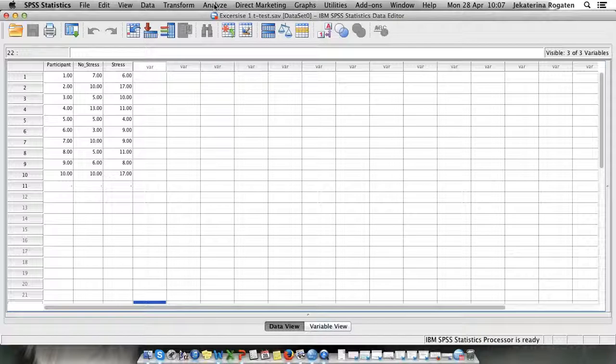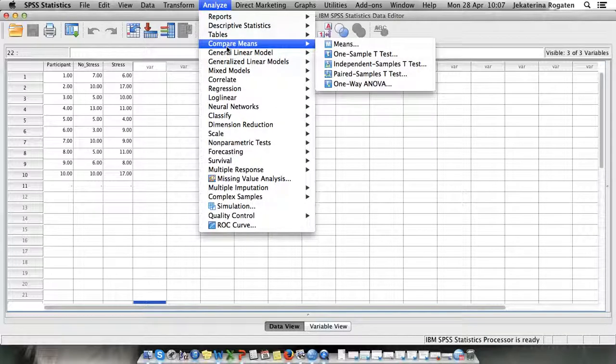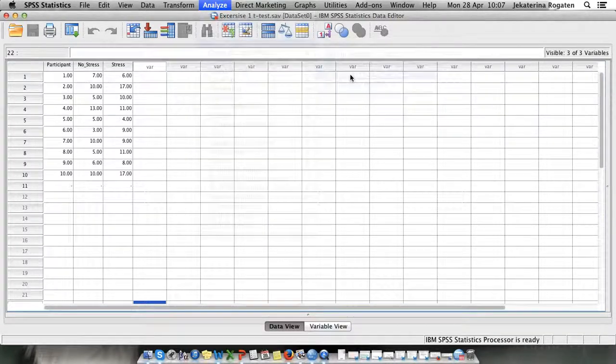So, as usual, all tests are in the Analyze menu. We'll go to Analyze and Compare Means. Here we have the options of a t-test, and we know that our study is a within participants design, therefore we're using a paired sample t-test to analyze it.